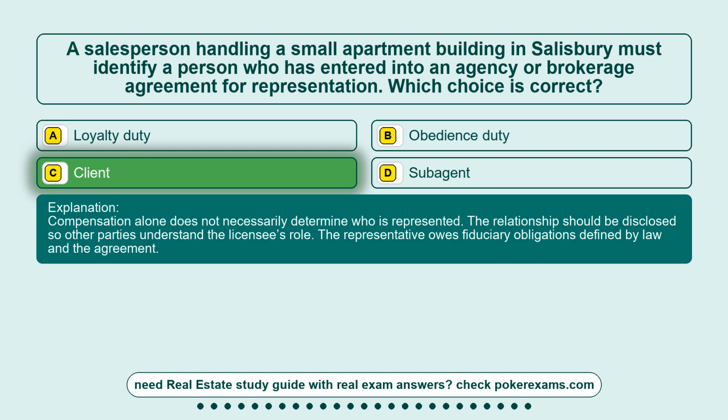Compensation alone does not necessarily determine who is represented. The relationship should be disclosed so other parties understand the licensee's role. The representative owes fiduciary obligations defined by law and the agreement.